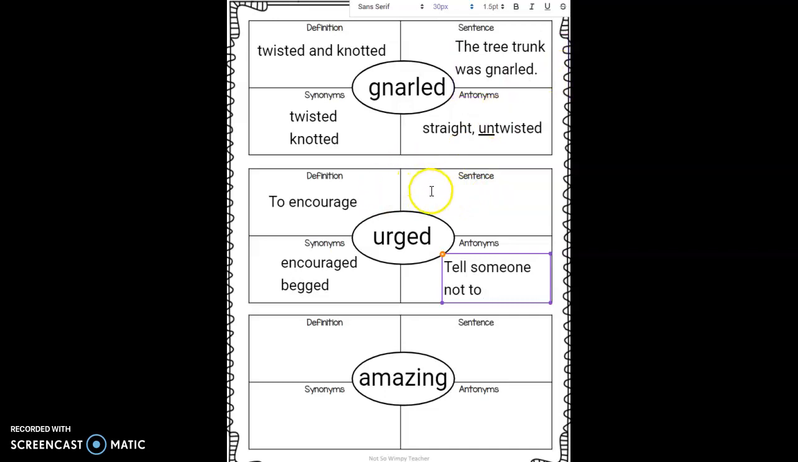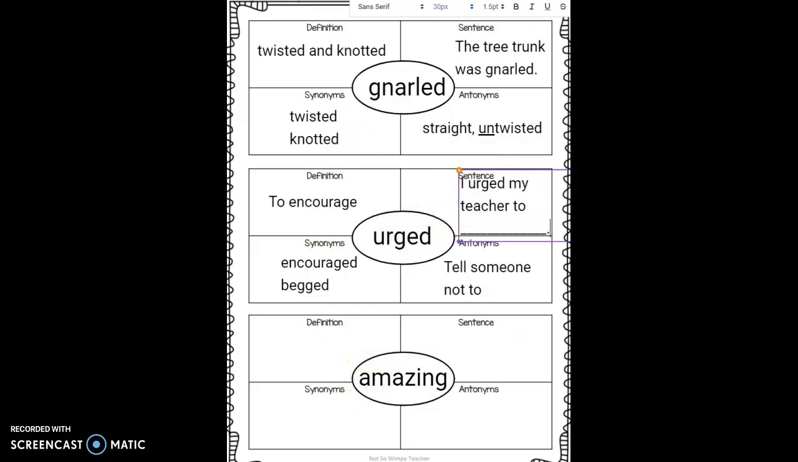And the sentence I want you to write, I want you to come up with one. I want you to say, I urged my teacher to, and then tell me something you really, really, really want me to let you do. Like, I urged my teacher to let me play games. Or I urged my teacher to give me an A. Something that you would beg me to let you do. I urged my teacher to give me extra recess. Something like that. Something you really, really want.